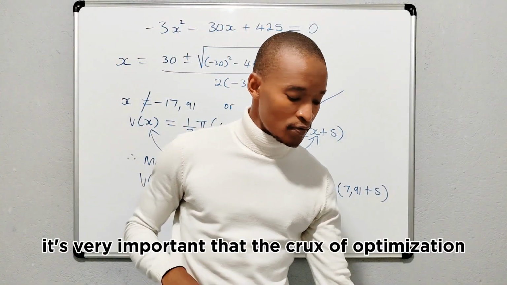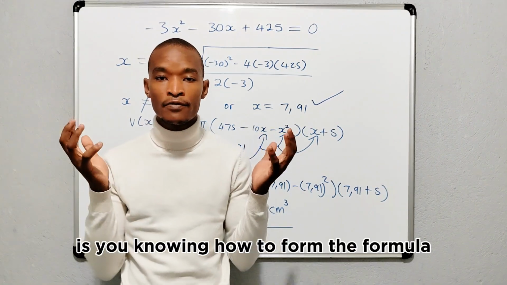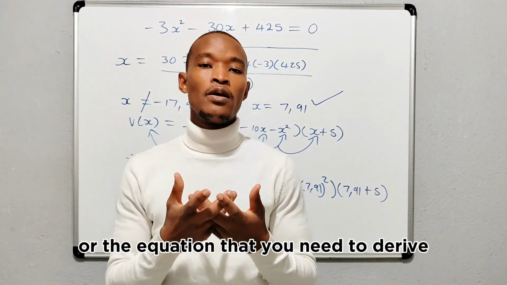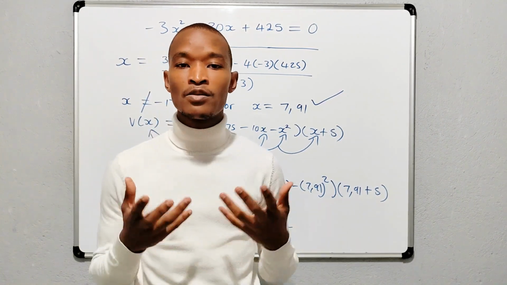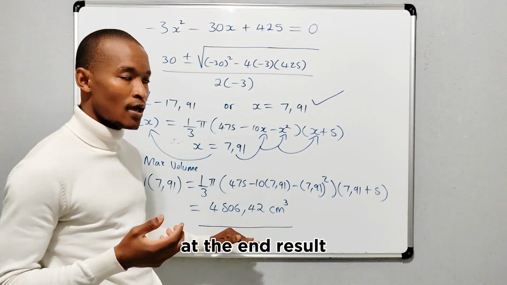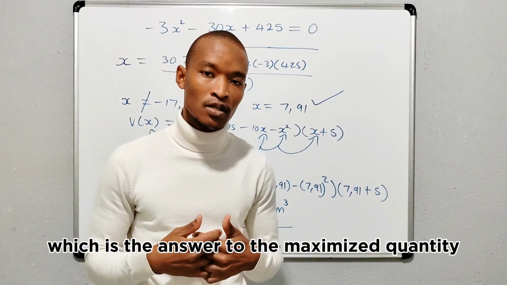All right. So it's very important that the crux of optimization is you knowing how to form the formula or the equation that you need to derive. Without that, it's impossible to arrive at the end result, which is the answer to the maximized quantity or a minimized quantity.